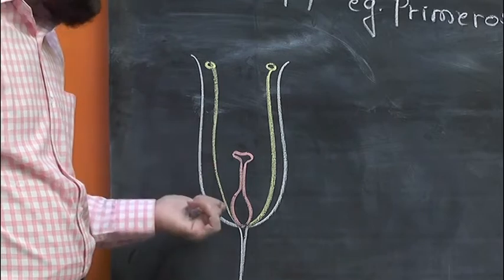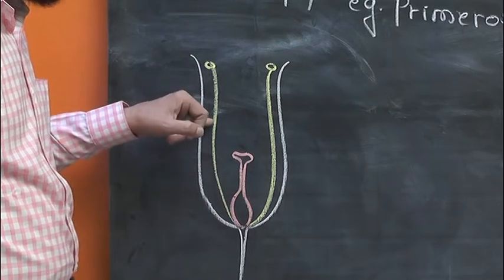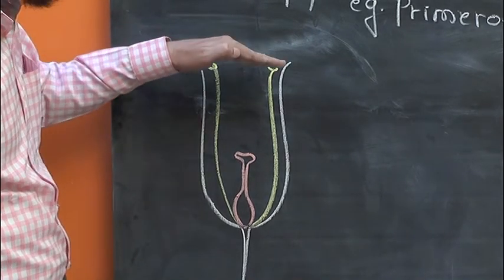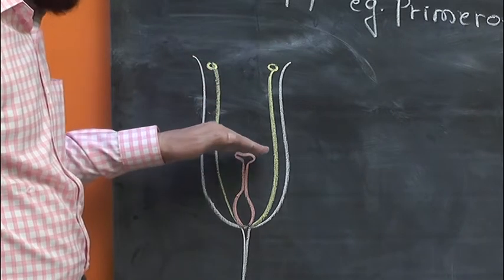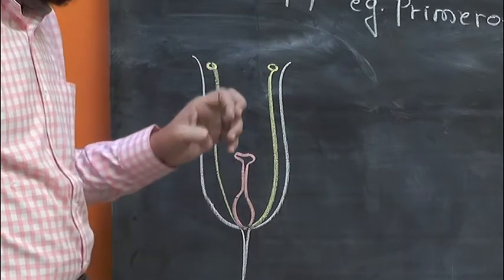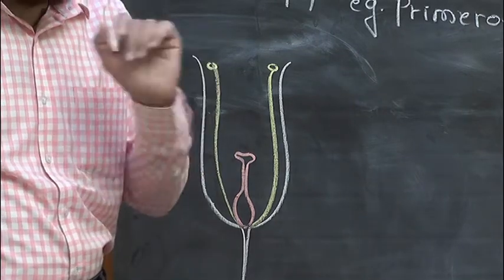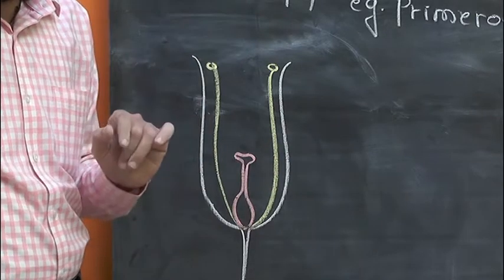In such a flower, due to such elongated filament, anthers are at a very high level, and here the stigma is at a very low level, and that's why self pollination is not possible. This flower is an entomophilous flower.